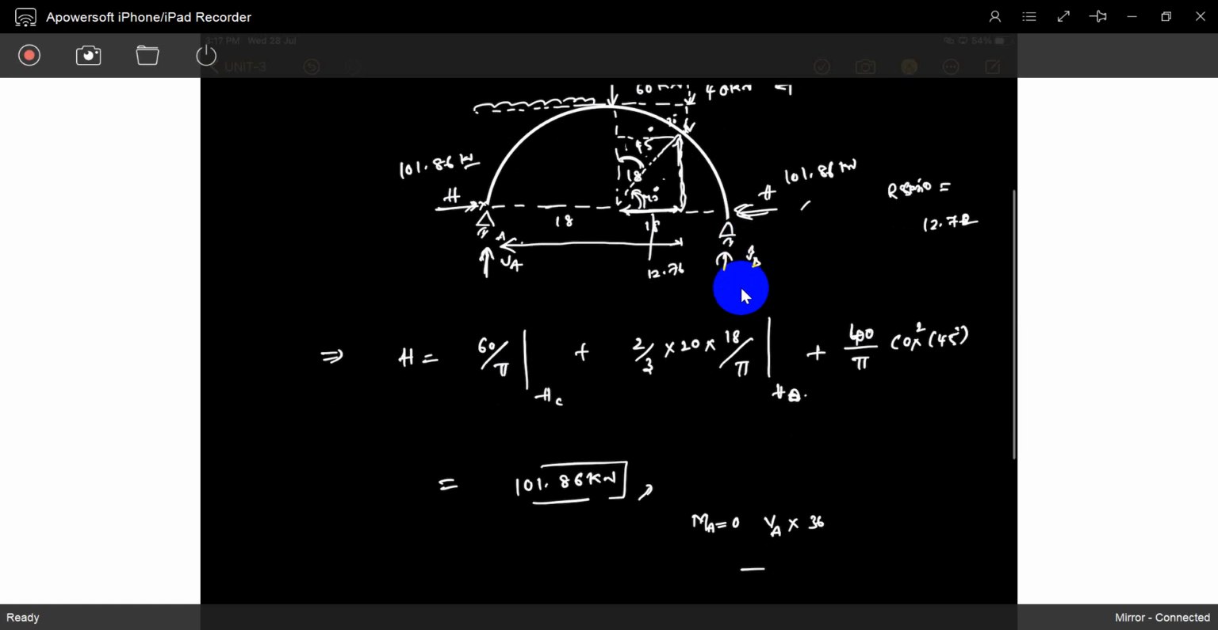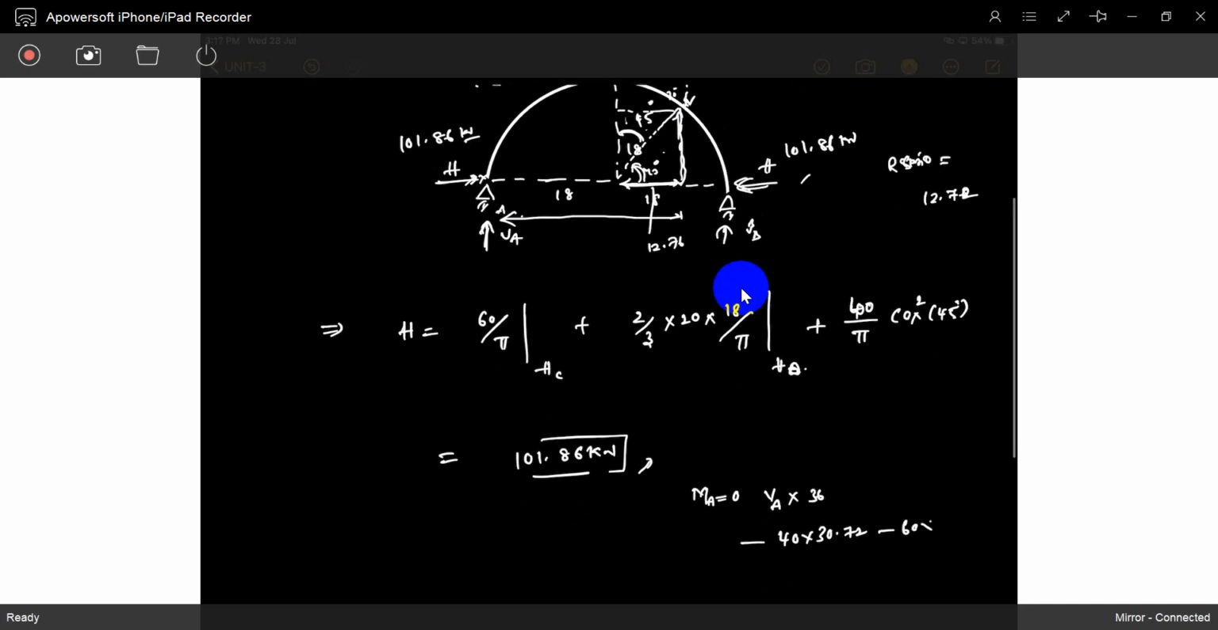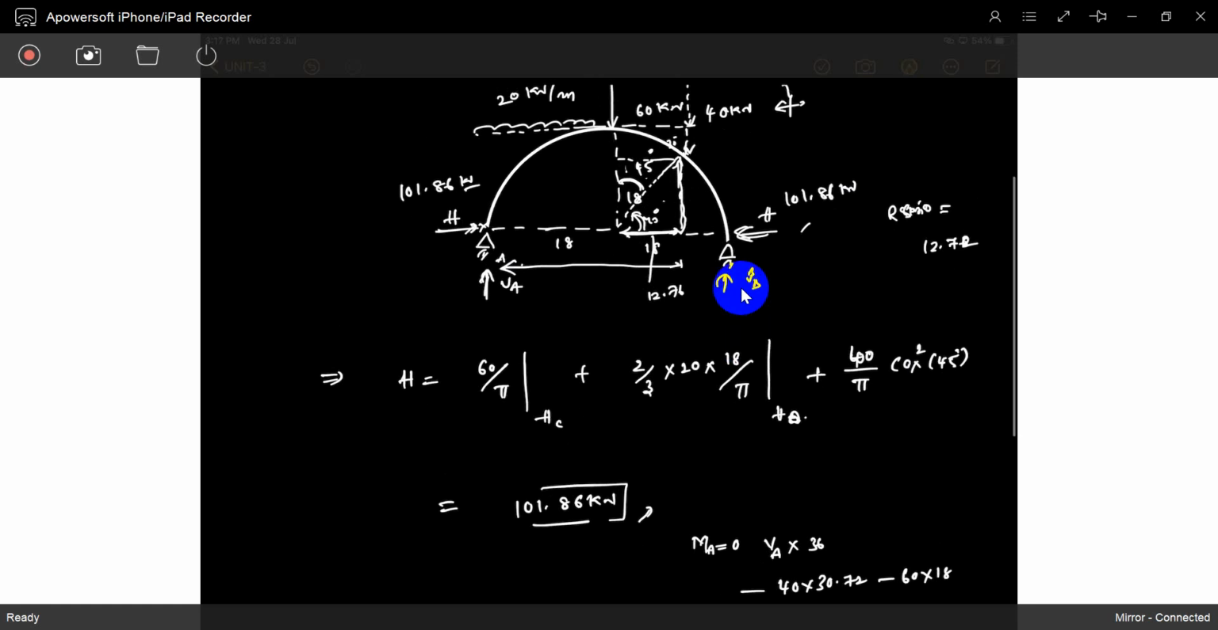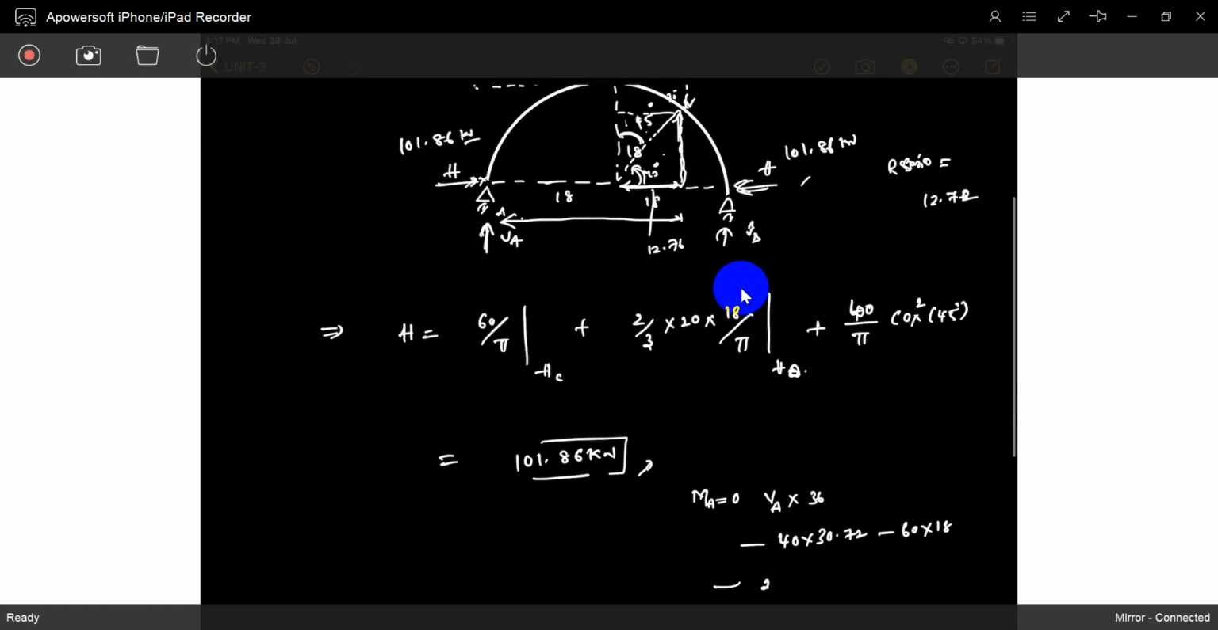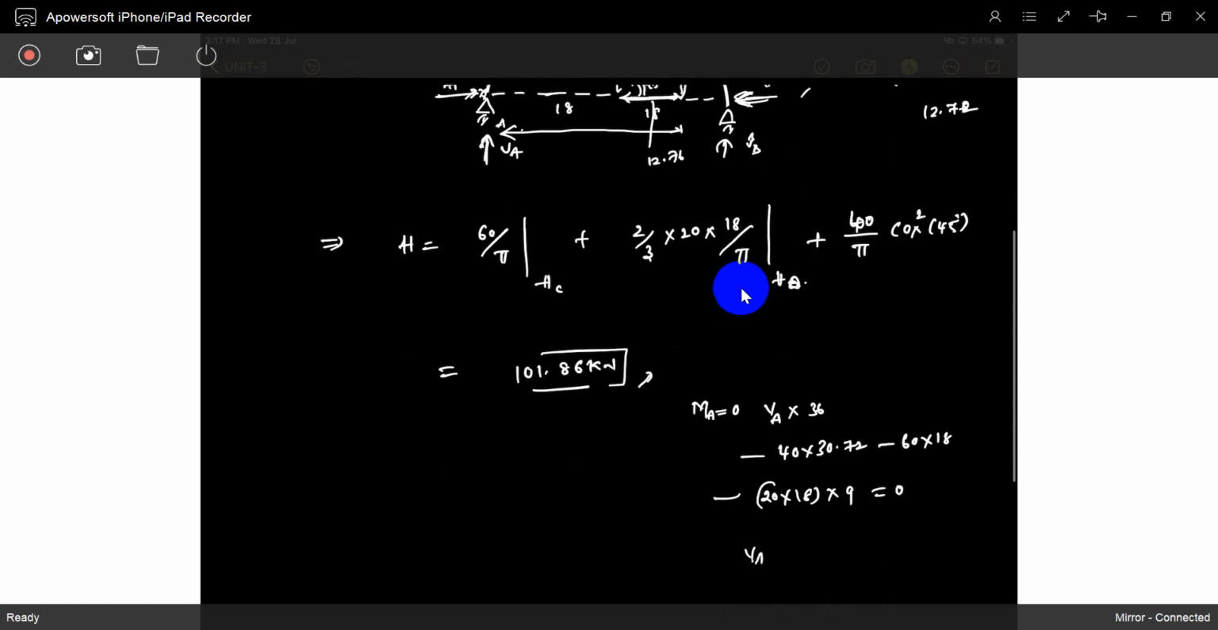30.72, so minus of 40. 30.72 and 60 into 18. Understood? 60 into 18. And now the last one, 20 into 18, that is a load, and it acts at 9, so the moment is equal to 0. There is no H because the H acts exactly through that support, so there is no perpendicular distance. Okay, so now you can find out VA and later you can find out VB.